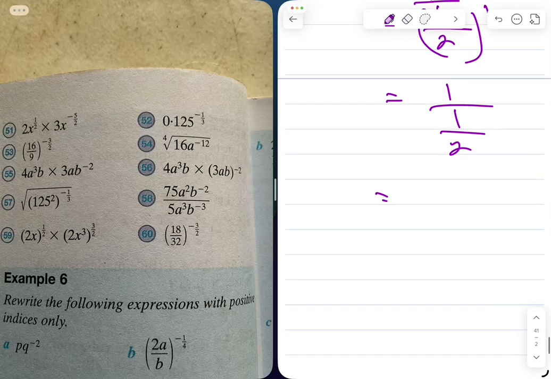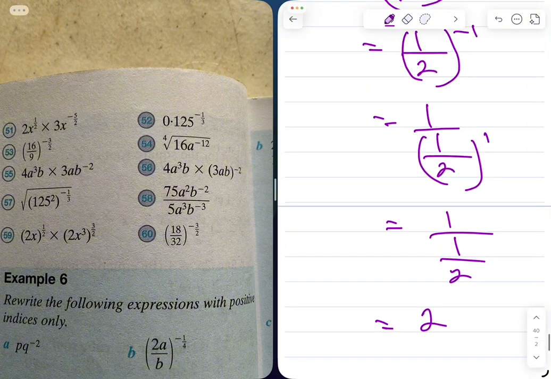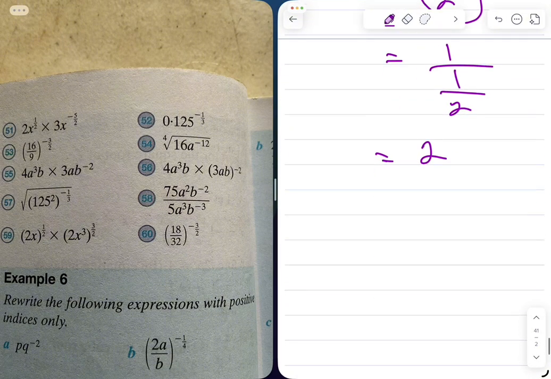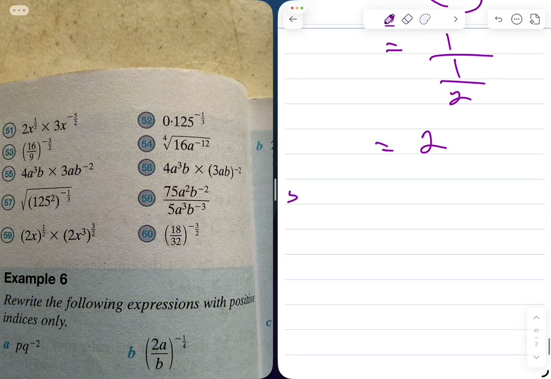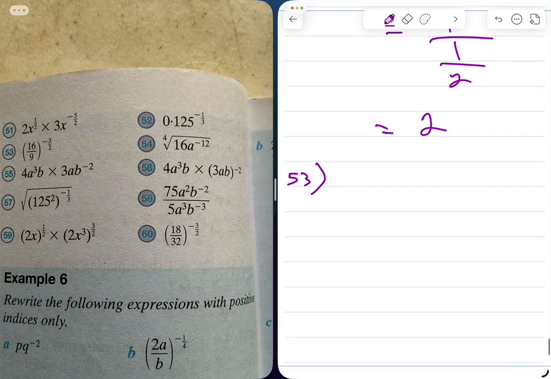Which is simply equal to 1 times 2 over 1, and that's 2. Now the next one is 53. That is 16 over 9 raised to the power minus 3 over 2.